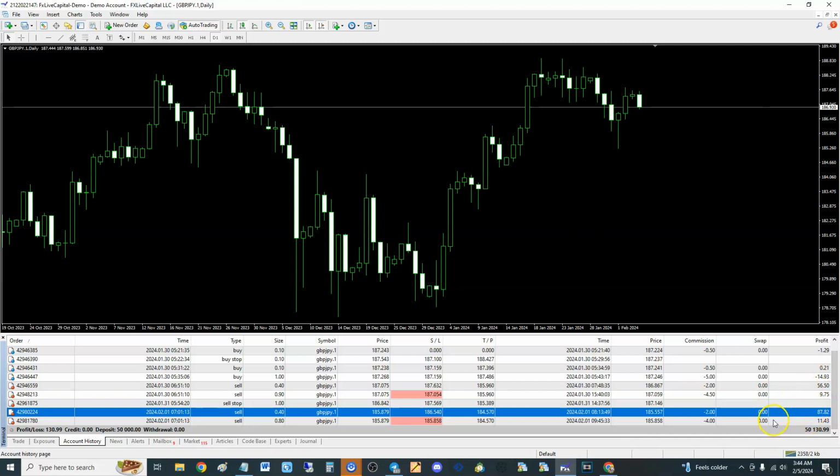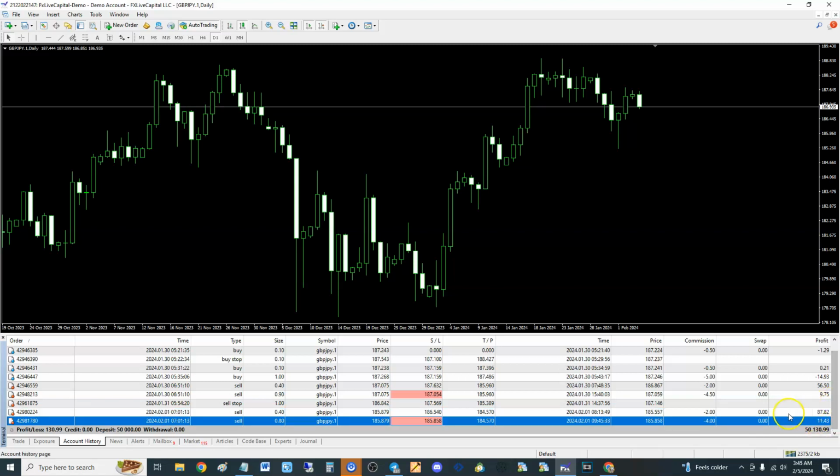But anyway, the second trade on Thursday here, $87 profit for TP1 when it hit TP1. And then it hit break even because we moved our stop to break even. So we made there $11.43. And I made sure I put it in profit so we make up the commission costs here, guys.